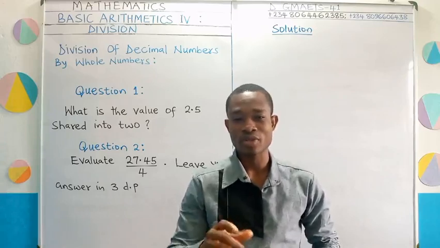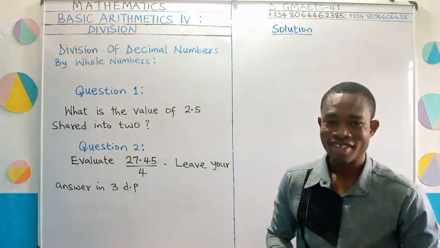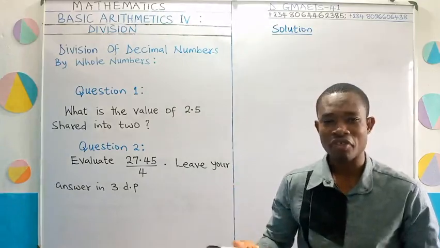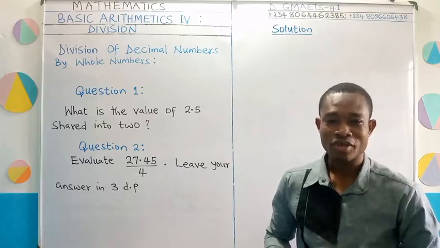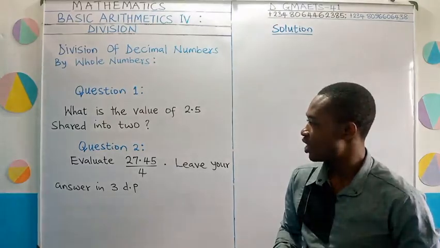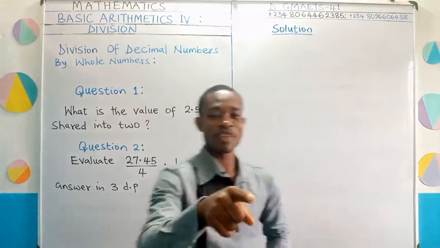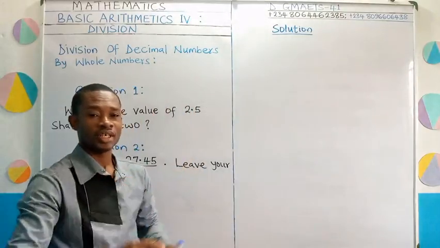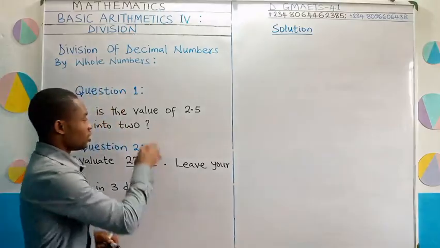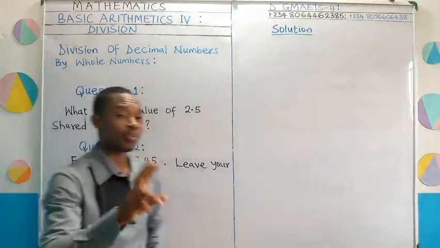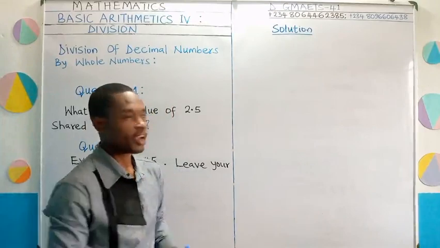Now, we have these questions on the board. Two of them we're going to solve, after which we look at questions 3 and 4. By the time we are done solving the first question, you are good to go. So what do we have in question number 1? What is the value of 2.5 shared into 2? I hope you've not forgotten that when you hear the word share, it simply means divide. So this question is simply telling us to divide 2.5 by 2 and find the value.